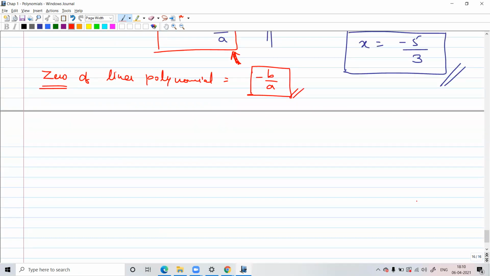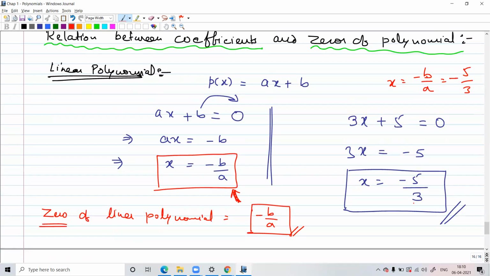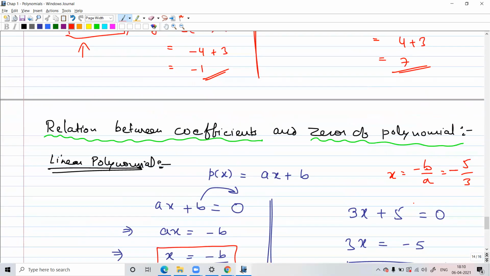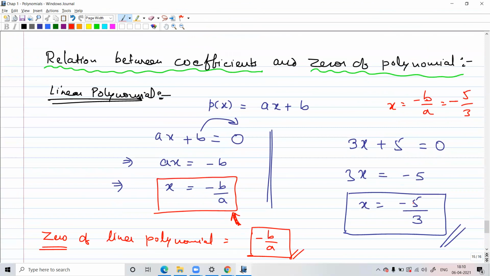Right? Fine. So we are done with today's class. We will look at the quadratic polynomial tomorrow. So how the coefficients of a quadratic polynomial are related to the zeros of that polynomial. We will see that relation tomorrow. So as of now, we're done for the class.